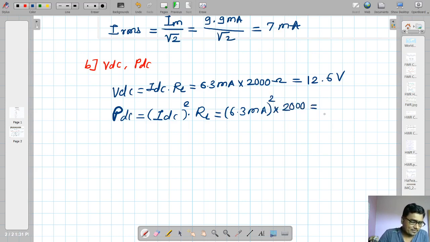Now do it. It is 6.3 milliampere square, IDC square, milli means 10 raised to minus 3, so 79.4 milliwatt. I am writing 79.4 milliwatt. So 79.4 into 10 raised to minus 3 watt, that is milliwatt. So part B is done. Now what is C?